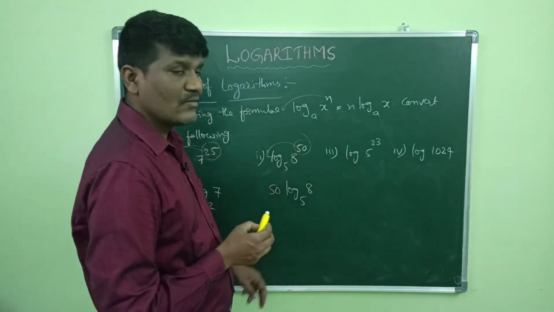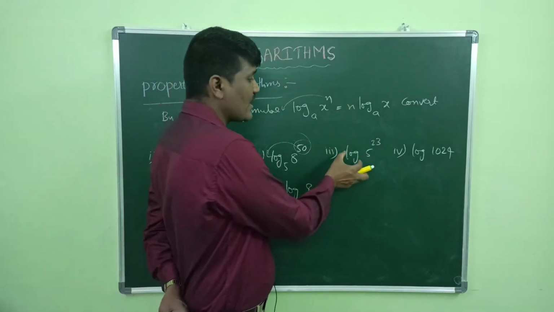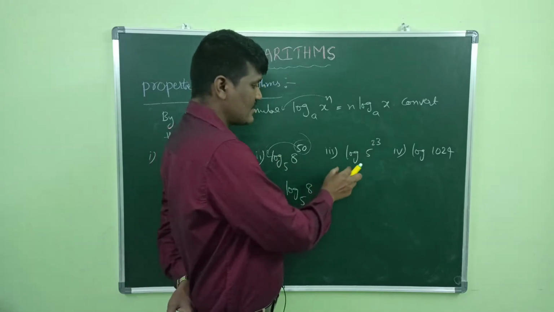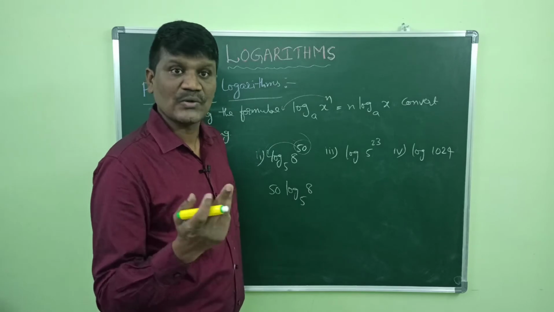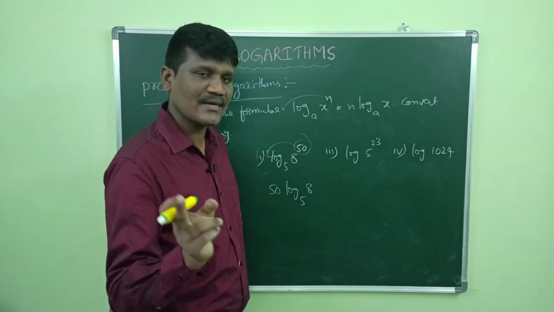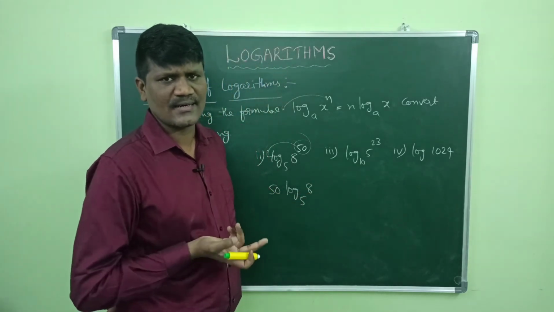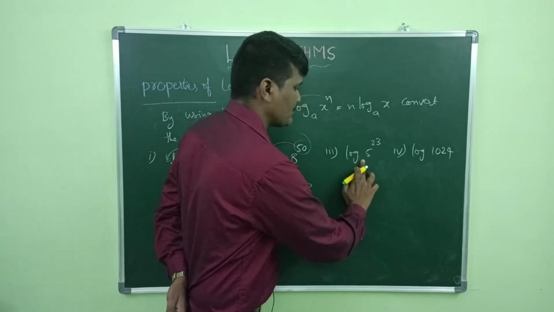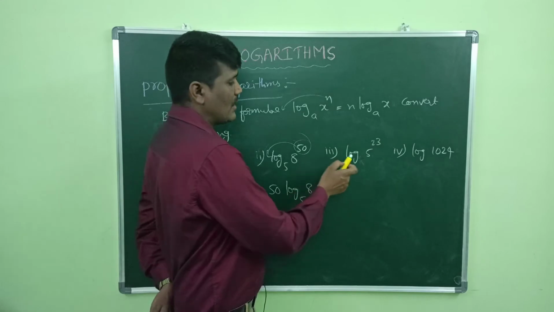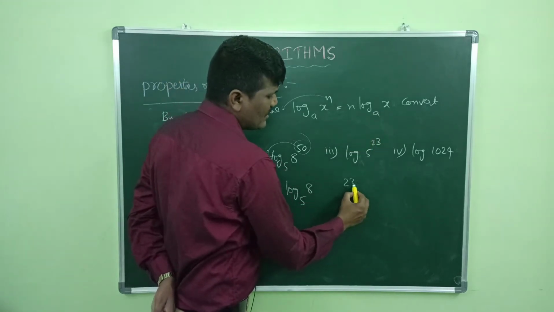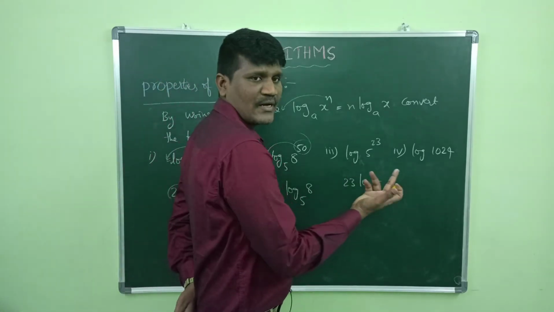In the same way, reading this: log 5 power 23. It is not log 23 to the base 5. It is log 5 to the power of 23. There is no base. Yesterday we learned that if there is no base, we should consider it as 10. We need not write it. So log 5 to the power of 23 I can write simply as 23 log 5. Base is not given, so I am not writing it.